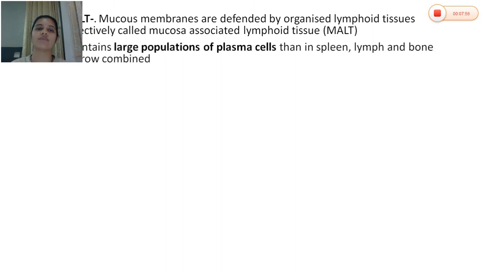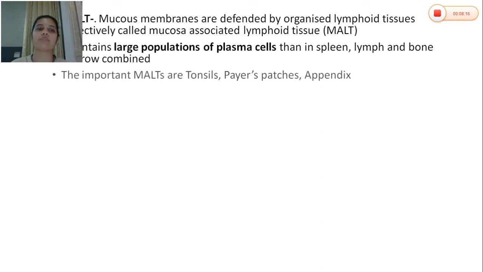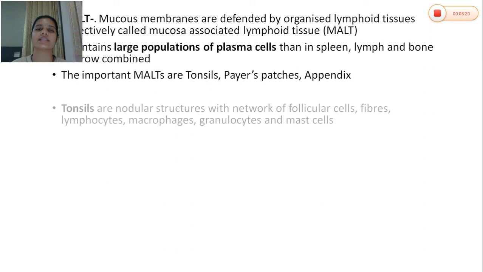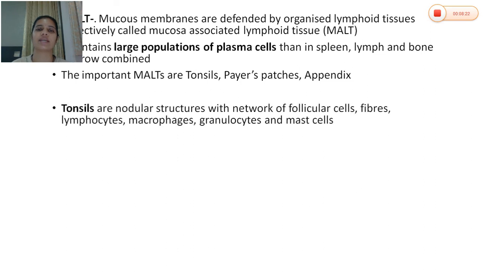It consists of large populations of plasma cells. Plasma cells are the ones which produce antibodies. It contains such a huge number of plasma cells, which are more when compared to the total number of plasma cells present in spleen, lymph nodes and bone marrow combined. The important mucosa associated lymphoid tissues include tonsils, Peyer's patches, appendix, etc.